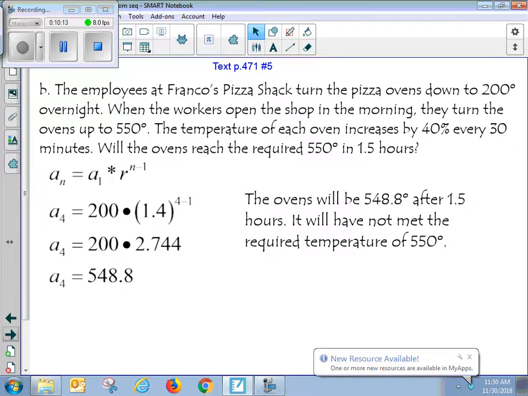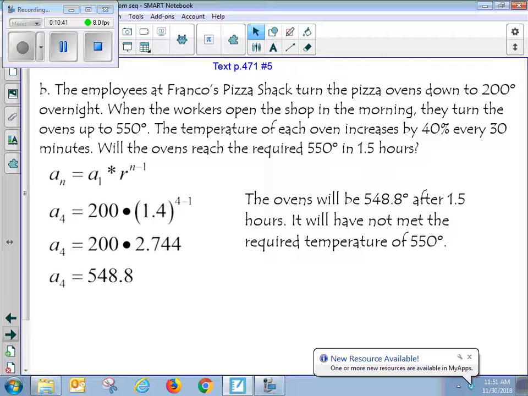Okay, so here is a story problem. The employees at Franco's Pizza Shack turn the pizza oven down to 200 degrees overnight. When the workers open the shop in the morning, they turn the ovens up to 550 degrees. The temperature of each oven increases by 40% every 30 minutes. Will the oven reach the required 550 degrees in an hour and a half?